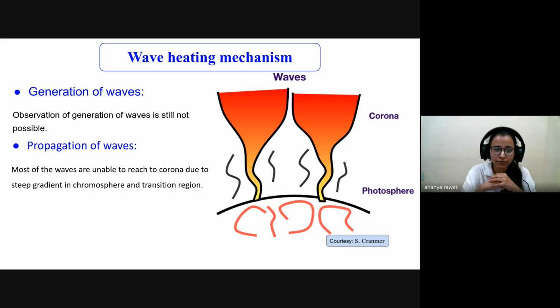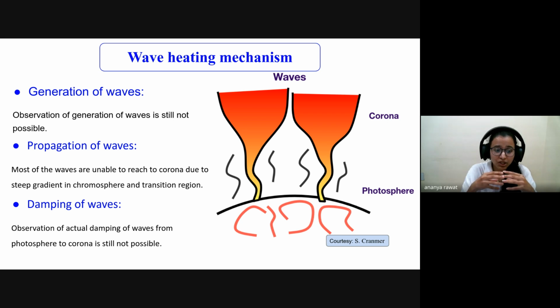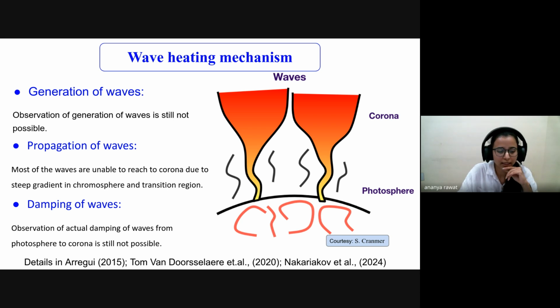While these waves are propagating, they show signatures of damping as well. Now, the observation of the actual damping of these waves from the photosphere to the corona is still not possible. Why it is not possible, I will be showing in my upcoming slides. There are a few review articles in which this wave heating mechanism is explained very well. These are the few review articles.